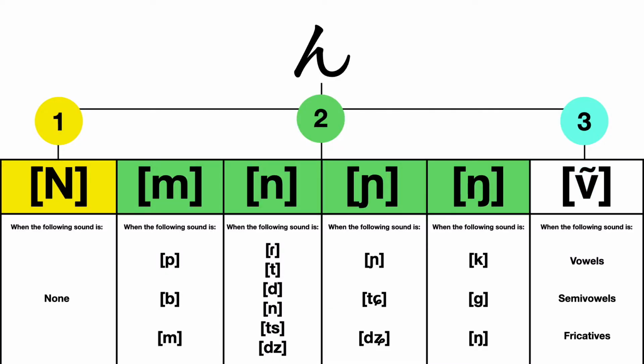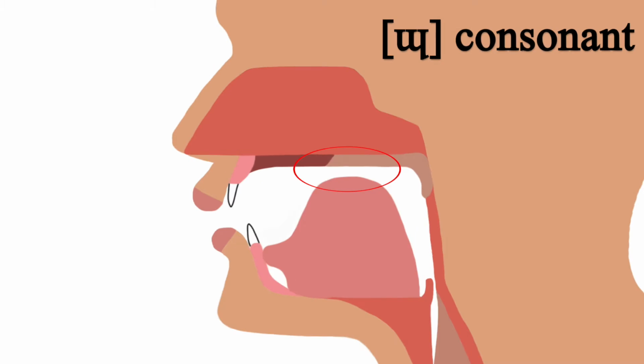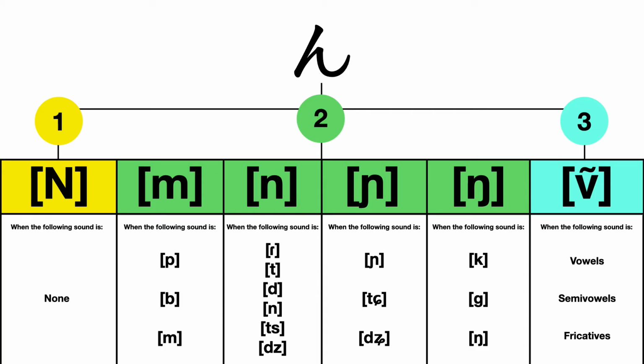3. When a sound after n is produced by not blocking the airflow. For example, vowels. There's no blocking of the airflow. Same thing with semivowels and fricatives. In this video, I'm gonna cover the first 2 groups, and I'll do the third one in another video.